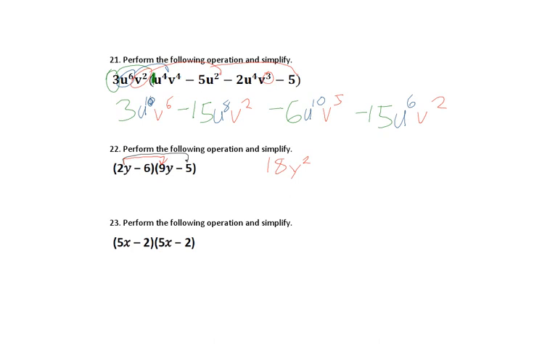Next, 2y multiplies to negative 5, which is negative 10y. Negative 6 multiplies to 9y, which is negative 54y. And finally, negative 6 multiplies to negative 5 to become positive 30. At this point, FOIL is done. But what you can do with FOIL is you can combine the numbers in the middle. So negative 10 minus 54 becomes negative 64y. And everybody else stays exactly the same.